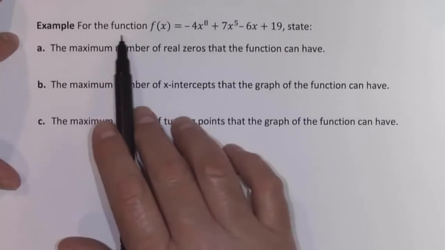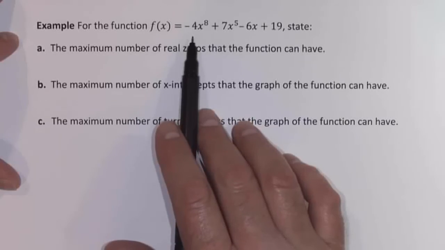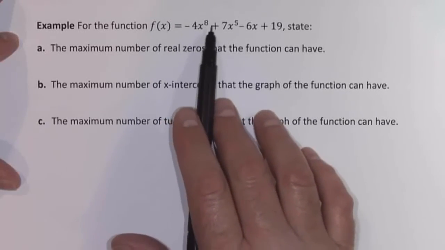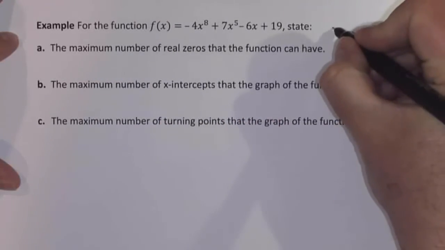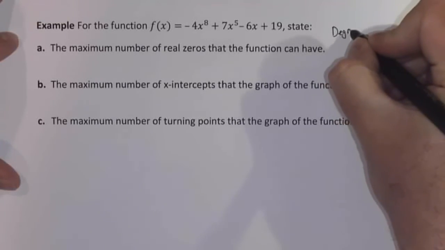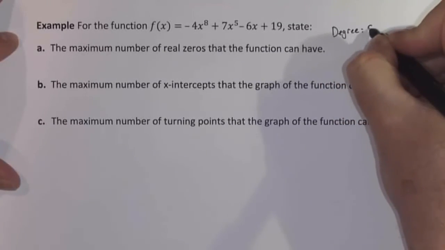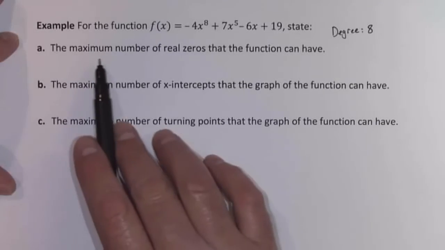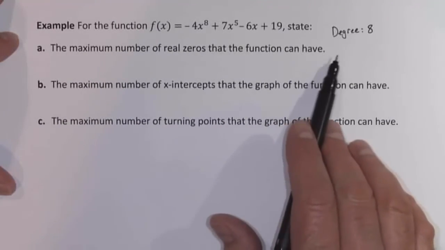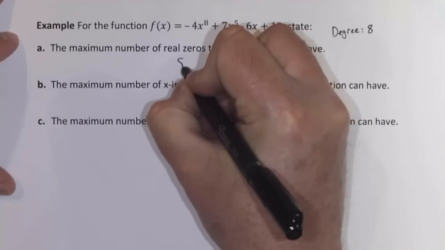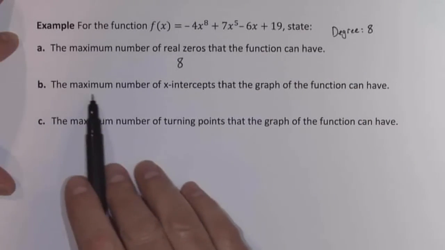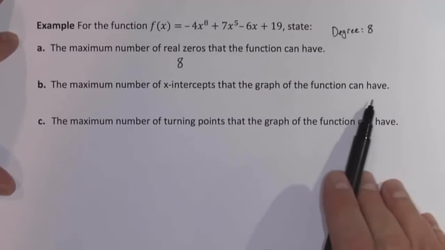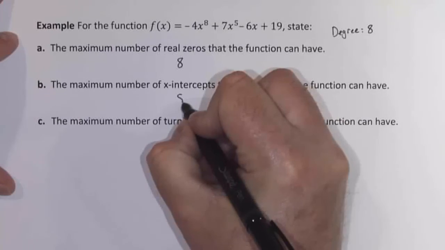So if we take a look at the equation of this function, the highest exponent on a variable is 8. So the degree of this polynomial function is 8. So based on the statement that we just made from the previous sheet, the maximum number of real zeros that this function can have is 8. And that means the maximum number of x-intercepts that the graph of this function can have is 8.